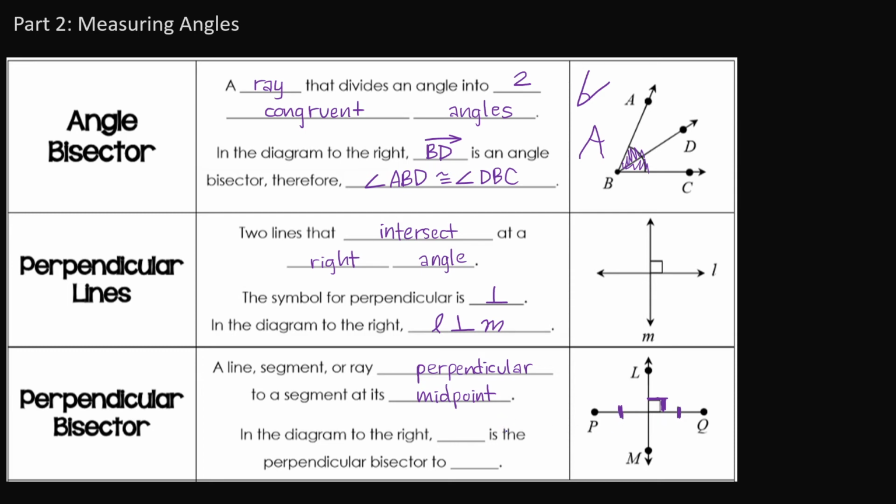So in the diagram to the right, line LM, and we're going to use the line notation, two arrows, is the perpendicular bisector to segment PQ, because we said it cut PQ in half. Again, notation for segments, no arrows at the ends, because segments end. For practice with defining these three angle measurements, you can look to examples 3 and 4, and feel free to pause here.